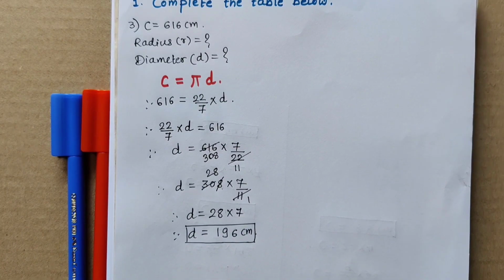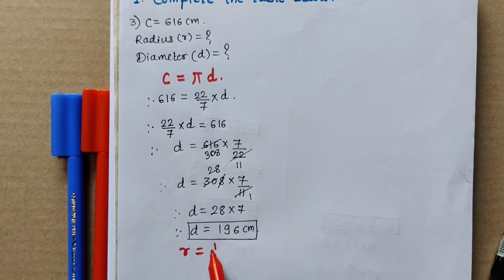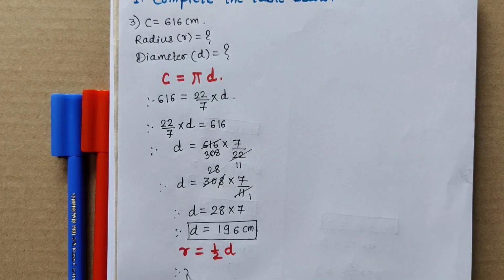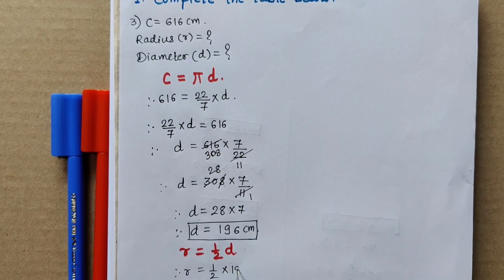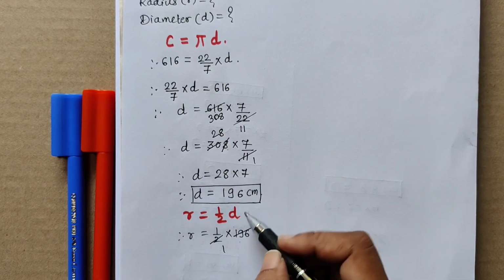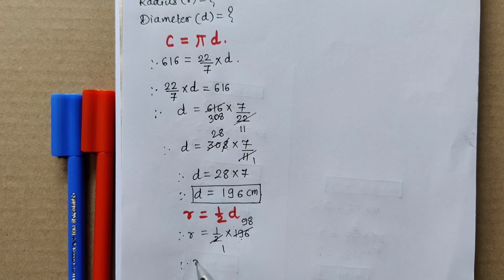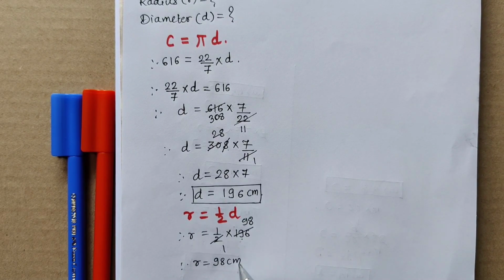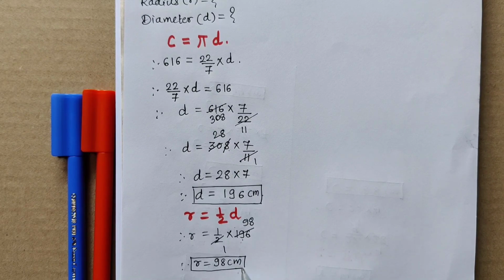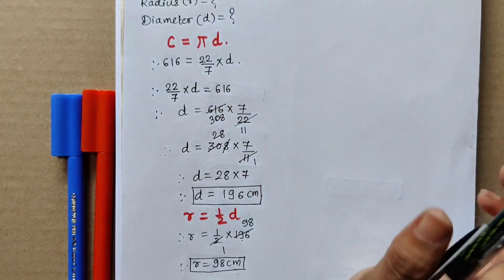Now as we have the value of diameter, we can find the value of radius immediately. As we all know, radius is half of diameter. So R is equal to half into diameter. We have got 196. So cancel 196: 2 ones are 2, 2 9s are 18, 1 remaining, then 16, 2 8s are 16. And therefore R is equal to 98 centimeter is the radius. In this way, when circumference is given, we first apply the circumference formula.